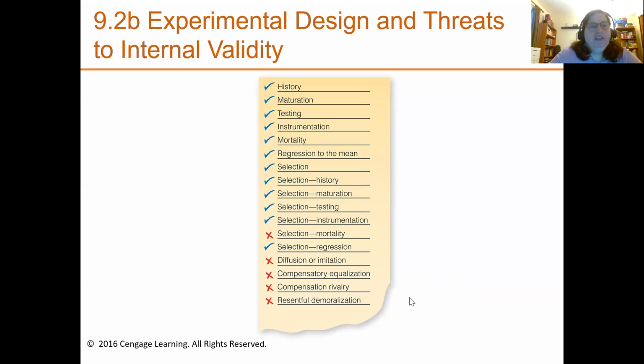So if you're doing this kind of study, here's all the threats that you might be facing. History, maturation, testing, instrumentation, mortality or attrition, regression to the mean, then selection, and then selection in combination with all of these except for selection mortality. And hopefully you're not also victim to these social types of threats.